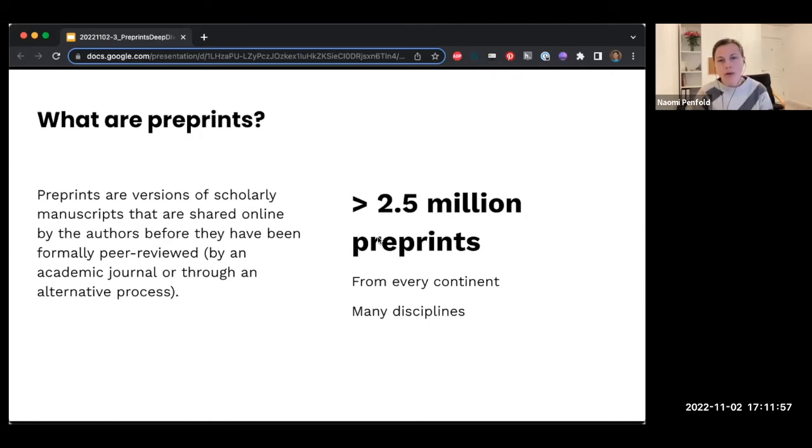And this amount of preprints comes from every continent. I found research from the Antarctic Research Station. That's quite exciting. But it also covers many disciplines. So Richard talked about COVID, and obviously there's been a lot of biology and medicine preprints going on in the past couple of years. But there's a lot more in high energy physics. There's some in economics, other quantitative sciences, as well as legal research, and some of the more social sciences too.